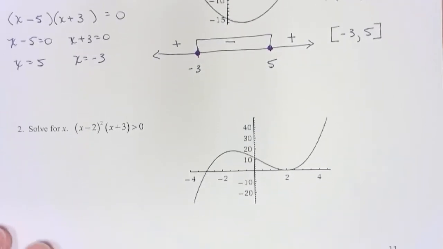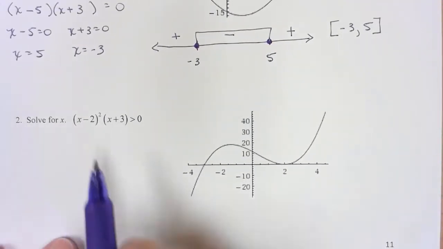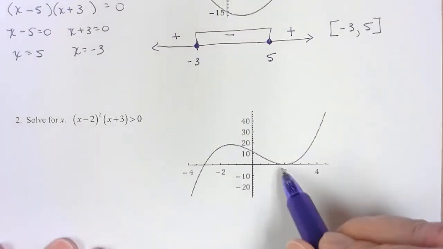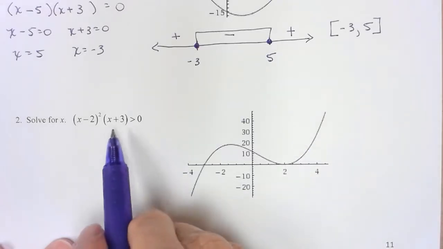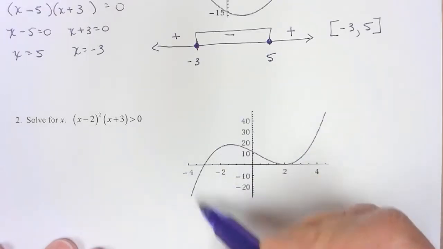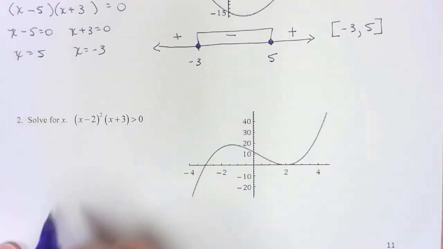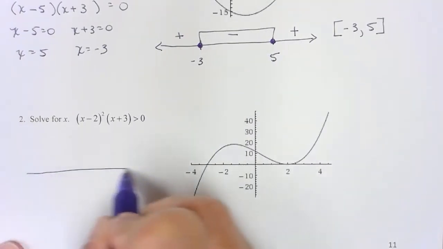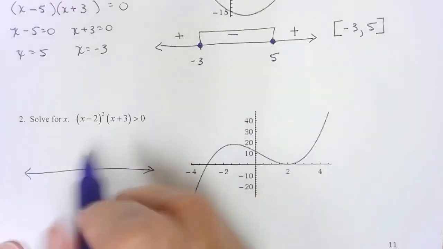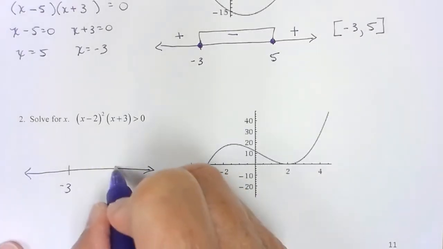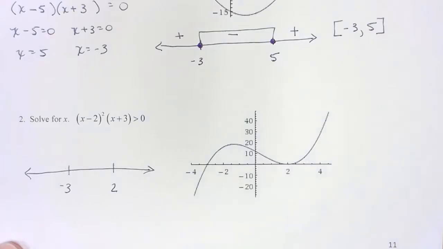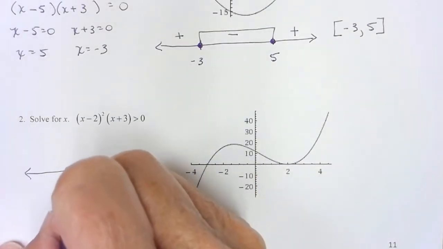In this problem, let's see, this has multiplicity of 2. Notice it touches and goes back up. This has multiplicity of 1. It crosses. So it's already factored. I'll go ahead and do my number line on this one. I've got x is -3, x is 2. This has to be open.